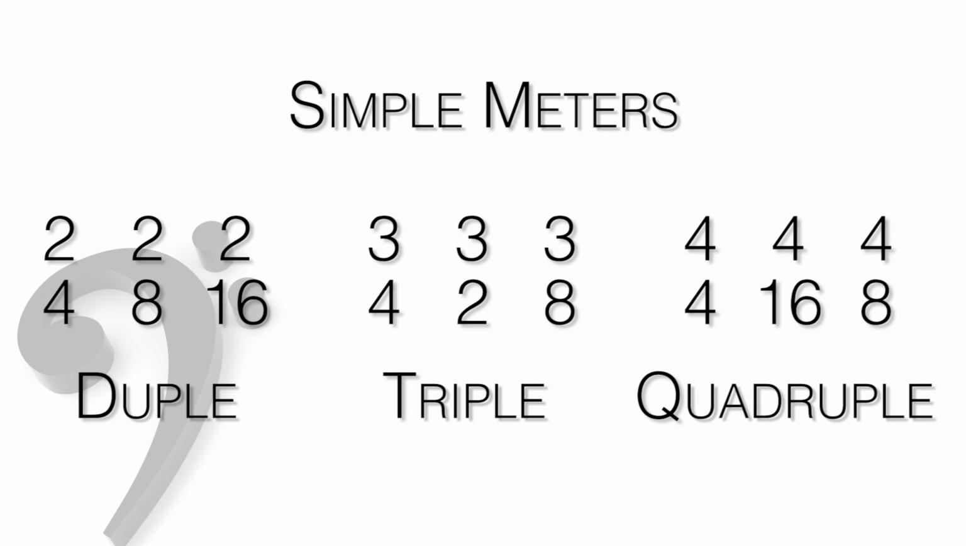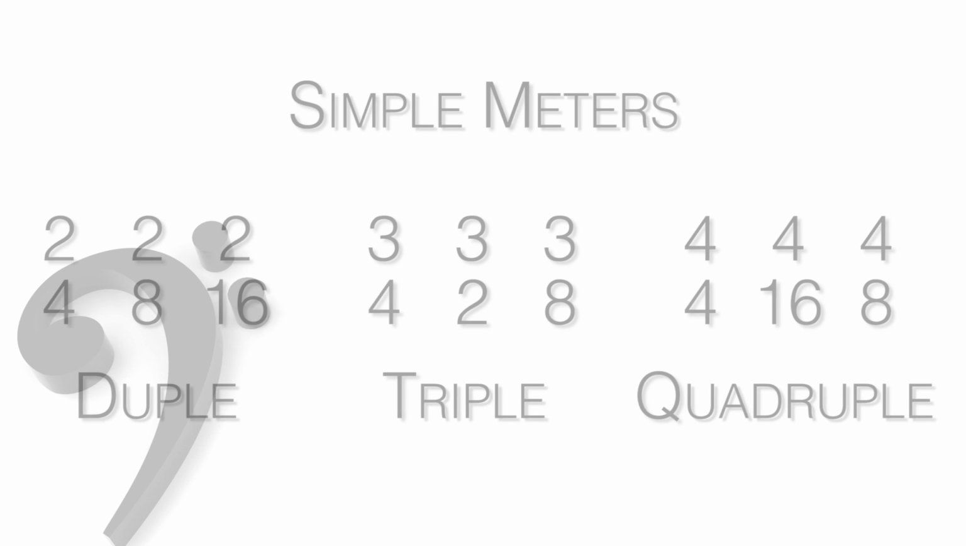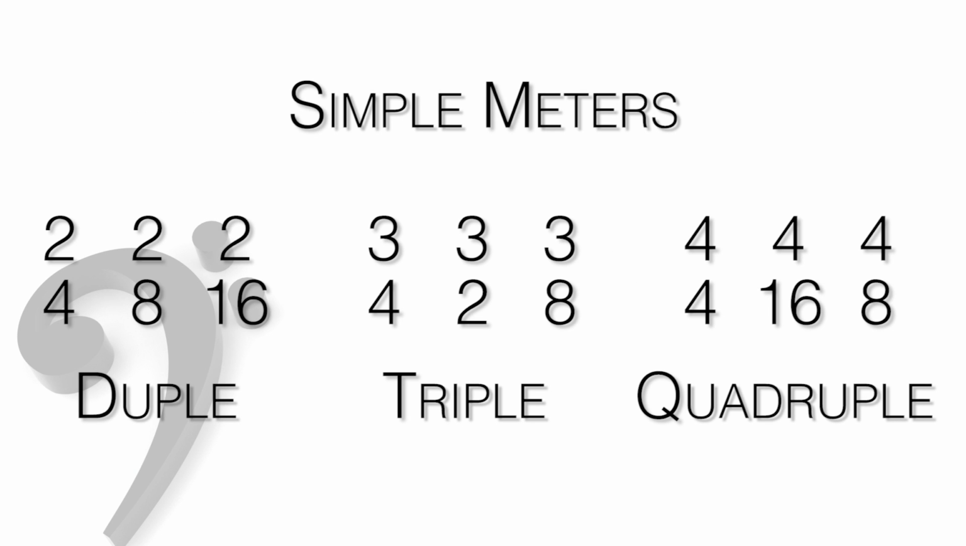Look at the top number in the first row. 2/4 time, 2/8 time, 2/16. Those are 3 separate meters, all with 2 as the top number. So that places that in the duple category. The next 3 are examples of triple meters: 3/4 time, 3/2 time, 3/8 time. And then finally, you have 3 examples of quadruple meters: 4/4, which is the most common.